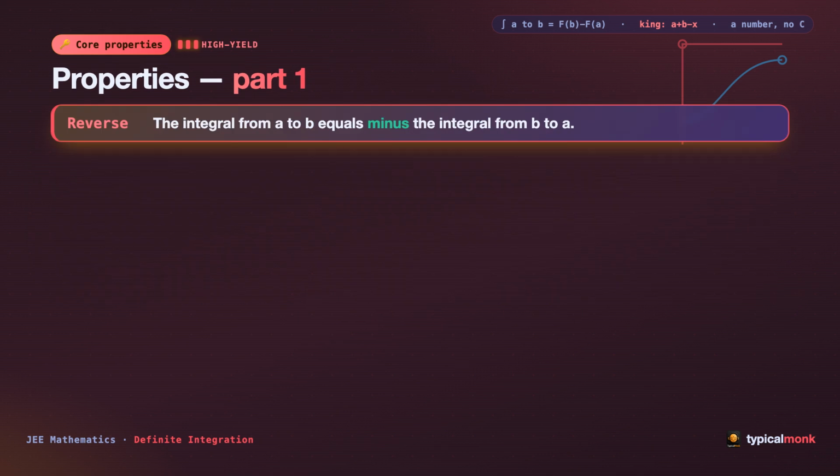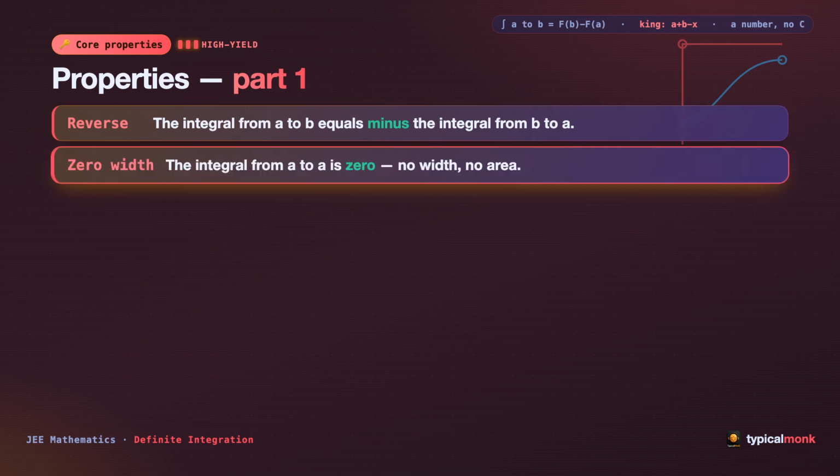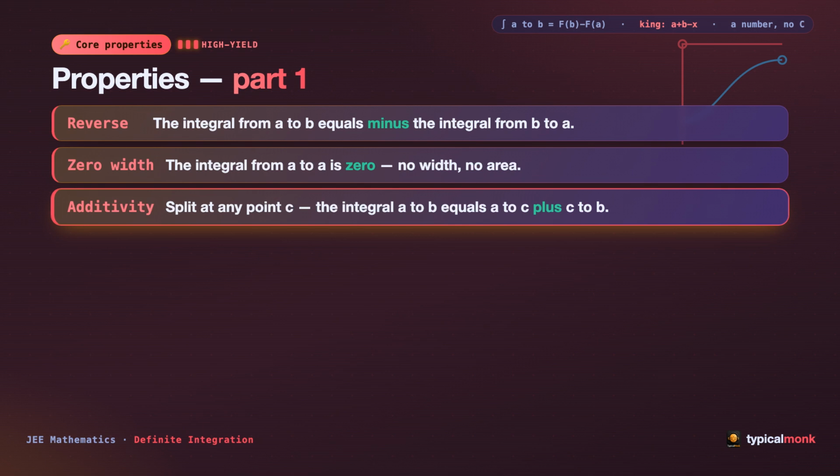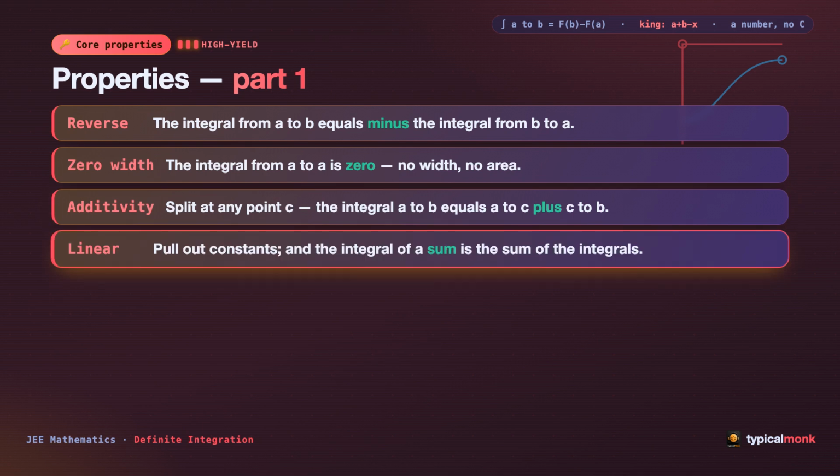Now the core properties, the ones the exam turns into marks. Reverse: the integral from a to b equals minus the integral from b to a. Zero width: the integral from a to a is 0, no width, no area. Additivity: split at any point c, the integral from a to b equals the integral from a to c plus the integral from c to b. Linear: pull constants out of the integral, and the integral of a sum is the sum of the integrals.